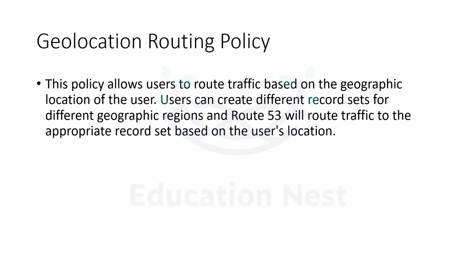Then we have geolocation routing policy. So it allows you to route the traffic based on the location of your users. Suppose you want that the users from Europe, okay, all the DNS queries originate from Europe should be routed to the elastic load balancer in Frankfurt region. And all the DNS queries created from USA should be going to the North Virginia region. So this is where you can use the geolocation routing.